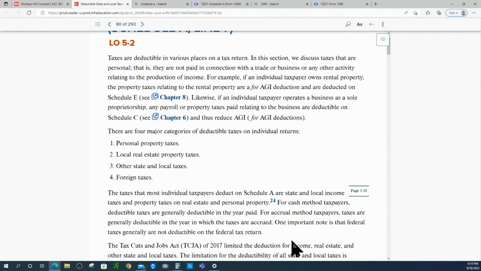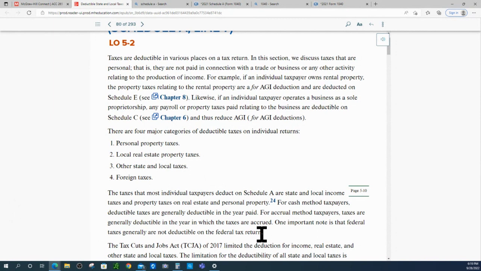So other state and local taxes would be like income taxes. So like the state of Iowa has income taxes. Now, not every state has income taxes. There are certain states out there that have no income tax: Nevada, Alaska, South Dakota, I think New Hampshire, Florida, Texas. I think there were 7 or 9. I can't remember what the other ones are. Washington doesn't have any income taxes.